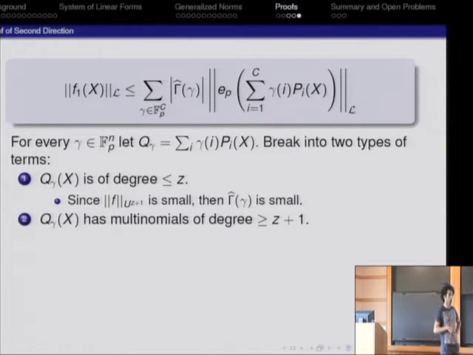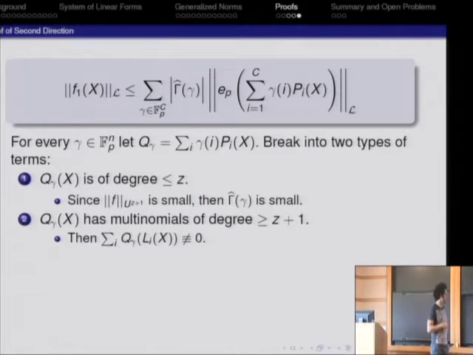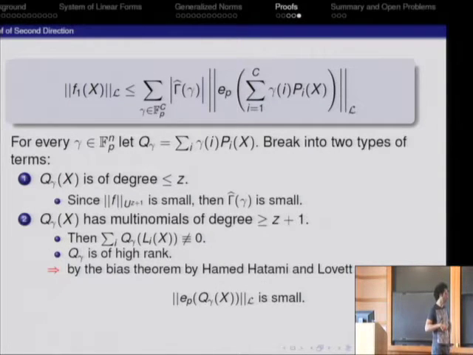And the second case is that we don't have cancellation in high degree multinomials, which means that Q has actually large degree. And in this case, by the definition of Z, notice that Z was the maximum number that the tensor products cancel out. So this would tell us that we don't have cancellation. And knowing that these polynomials are of high rank, we can use the result by Hamed and Shachar. And that tells us that these averages are small, which just completes the proof. We just proved that F1 also has small norm. So any questions about the second direction?